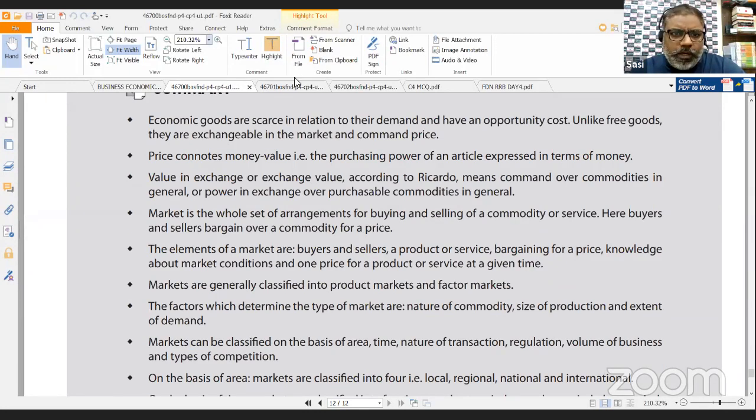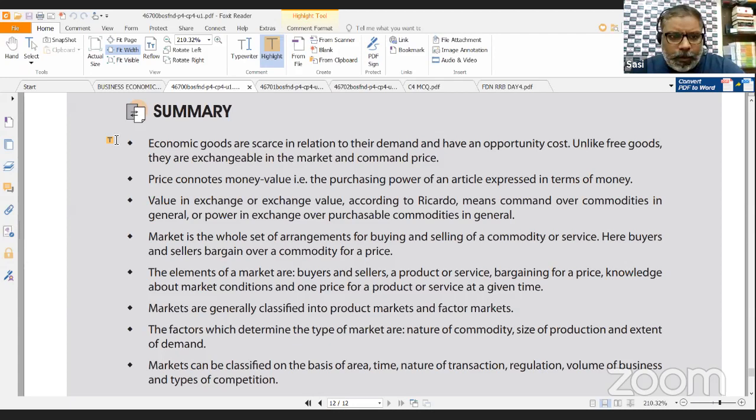What are the various aspects related to different types of market? The first and foremost point says economic goods. This is something that we have already identified earlier. They are scarce in relation to their demand and have an opportunity cost. Opportunity cost means the goods can be used for other purposes also. So the goods and services in general, whenever they are in the market, have multiple uses and they can be used for multiple purposes. And naturally the wants are unlimited, but the available resources to satisfy those wants are limited. So naturally the goods always are scarce and have opportunity cost.